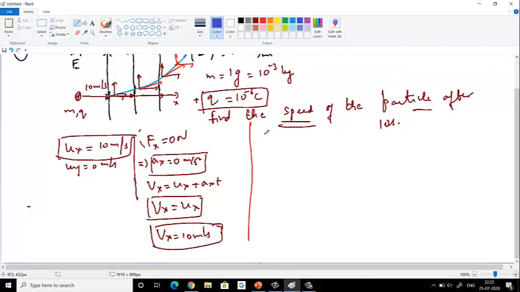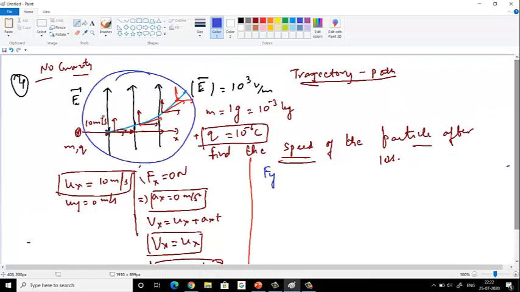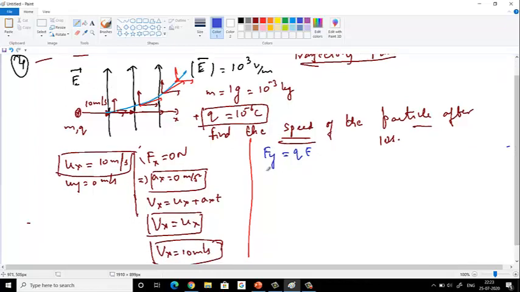So what about the y component? Is there any force acting in the vertical direction? Yes, there is an electric field, right? So Fy is equal to Q into E. E is acting in the vertical direction only, so Fy will be there in the vertical direction. Fy is equal to Q into E.